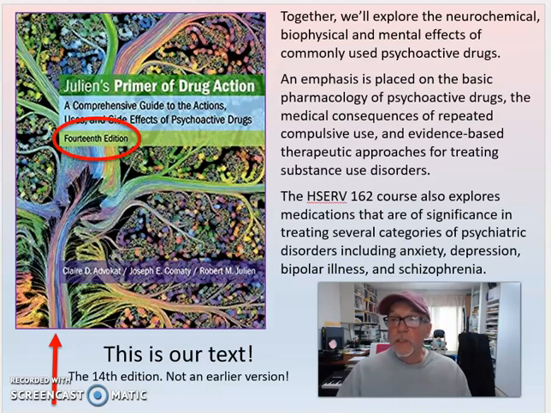So together we'll explore the neurochemical, biophysical, and mental effects of commonly used psychoactive drugs. And by psychoactive drugs, I mean those compounds that change the way you think, feel, and move. And an emphasis is placed on the basic pharmacology of psychoactive drugs, the medical consequences of repeat compulsive use, and evidence-based therapeutic approaches for treating substance use and co-occurring disorders. We also explore medications of significance in treating several categories of psychiatric illness, including anxiety, depression, bipolar, and schizophrenia.